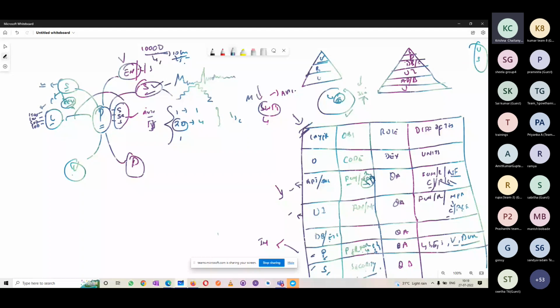Now all these pointers we discussed yesterday, so this is a quick recap of what we have discussed. Any questions on this? Load, stress, endurance, and spike, and their objectives and outcomes.